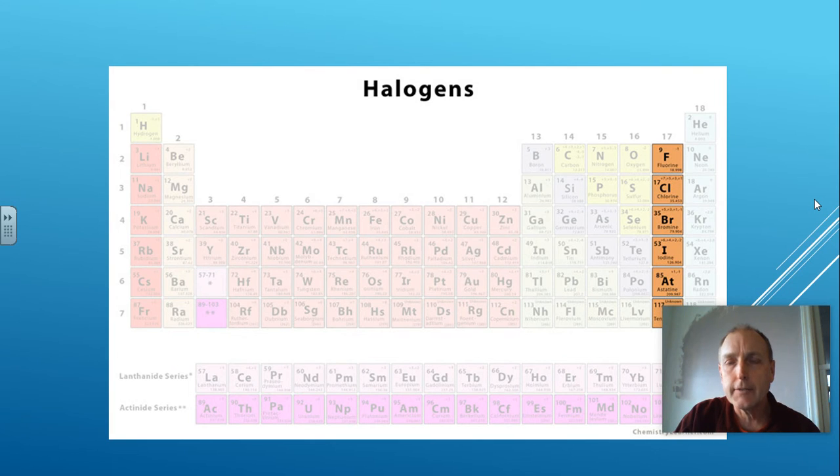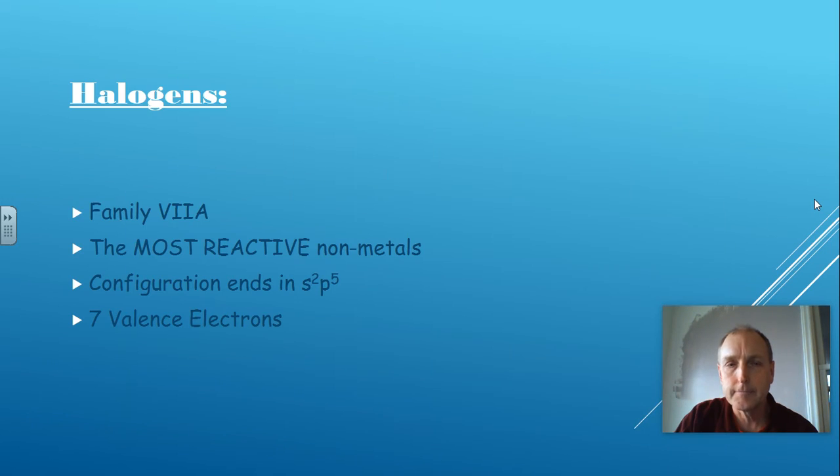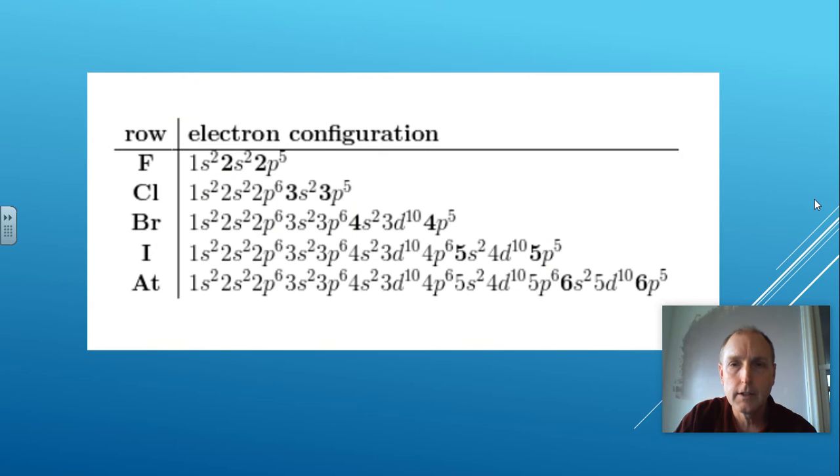Over in family 7A or 17, we have the halogens, starting with fluorine, chlorine, bromine, iodine. These are all halogens. They're in family 7A, so they have 7 valence electrons. These are where we find the most reactive nonmetals. Fluorine is the most reactive nonmetal on the table. Their configurations all end in something S2 and something P5.